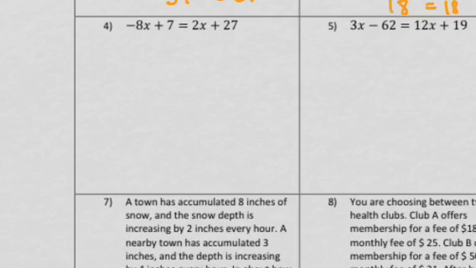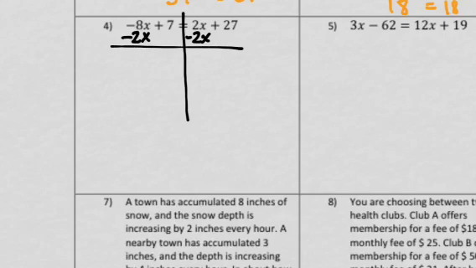For number 4, we are going to get the variables on the same side. So I'm going to get rid of 2x by taking 2x away. So I need to take it away from both sides, and again I line up my x's. Negative 8x minus 2x is negative 10x. That plus 7 drops down.